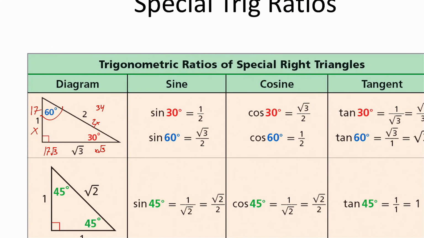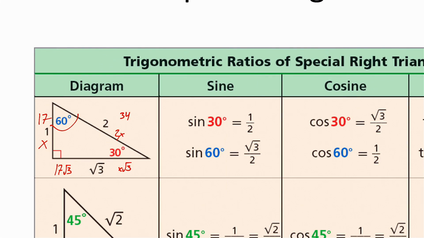The cosine of 30 degrees, if you're to focus on that angle, is the adjacent side. Goodness gracious. The adjacent side, square root of 3, over the hypotenuse, which is 2. The cosine of 60 would be the adjacent side of 60, 1 divided by 2.